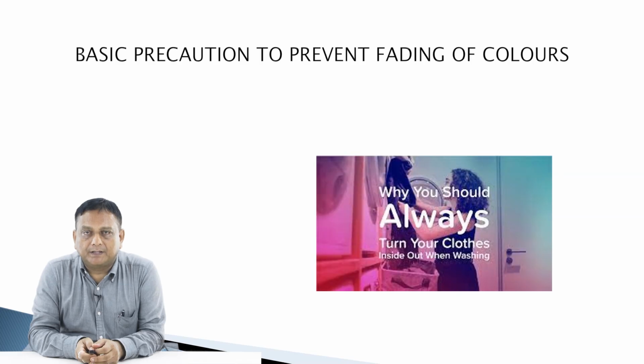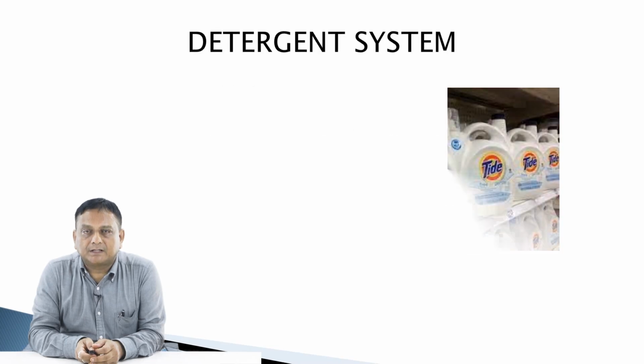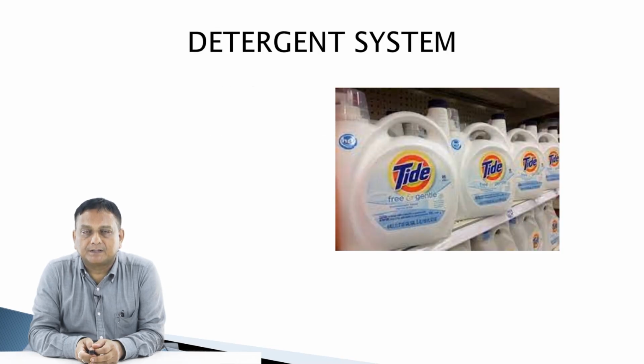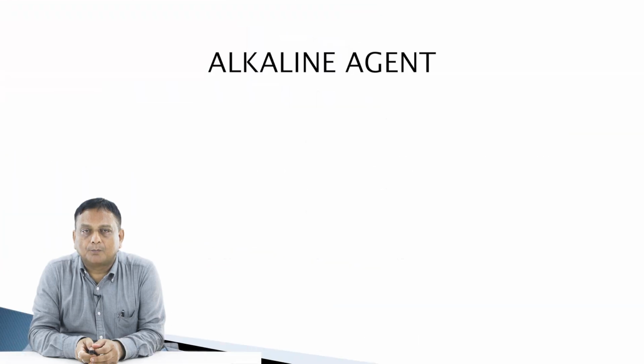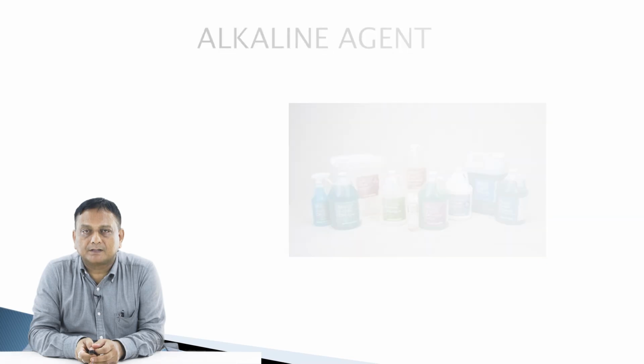Now, among the basic things when you are talking about the garment, we also talk about some special arrangement, that is turning the garment inside out before washing and drying. This will enhance the life of the garment; abrasion and dulling effect will be reduced, and peeling effect will not be there. Now, detergent system: different types of detergents are available in the market, but components are there, like an alkaline agent, that is useful for this detergent system.